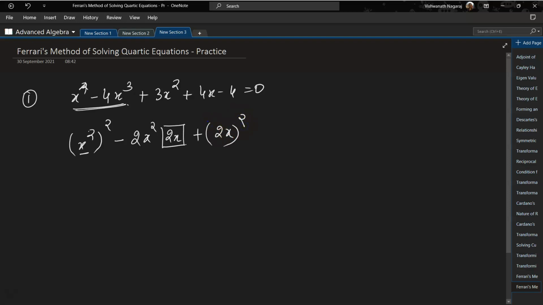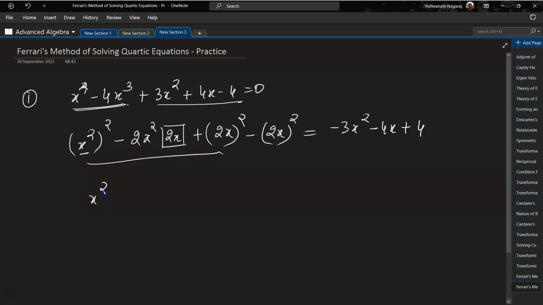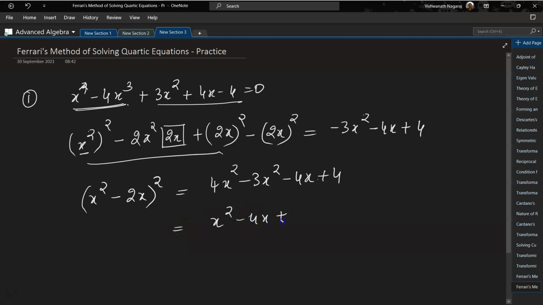Now remember, we have added this additional term, so we need to subtract it to maintain consistency. So 2x² is equal to, now let's bring these three on the other side, −3x² − 4x + 4. Now this can be written as a perfect square: (x² − 2x)² is equal to, now this can be taken to the other side, 4x² − 3x² − 4x + 4, which is equal to x² − 4x + 4, which luckily for us is a perfect square.